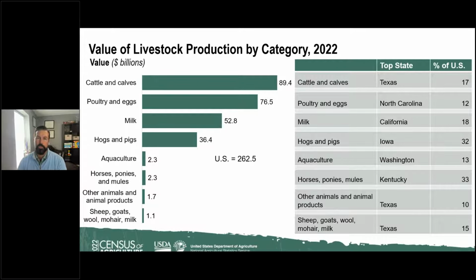North Carolina replaced Georgia for poultry and eggs. Washington replaced Mississippi for aquaculture. And Texas replaced Colorado for sheep and goats. Next slide, please.